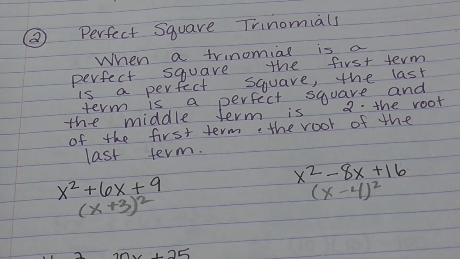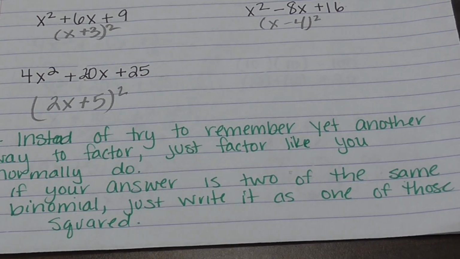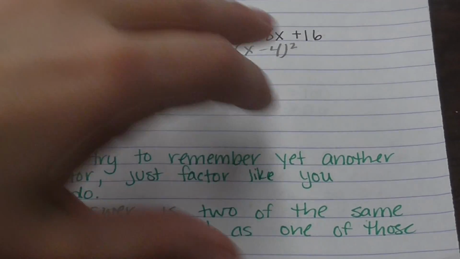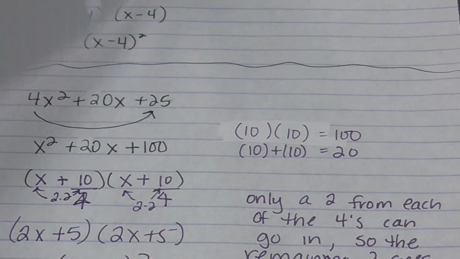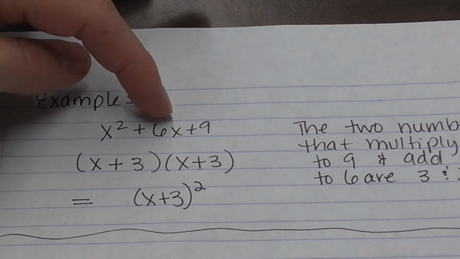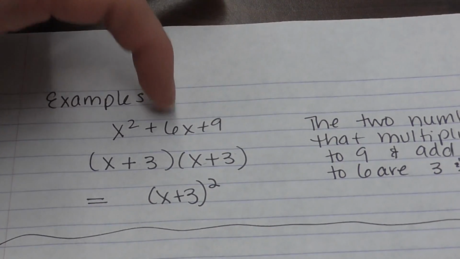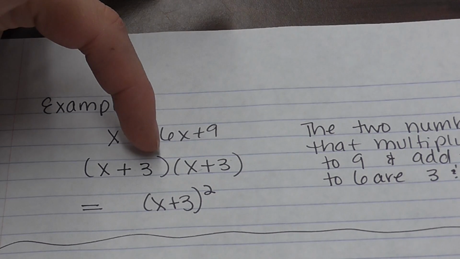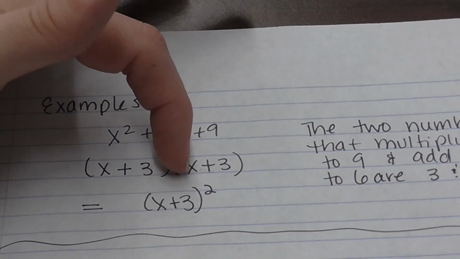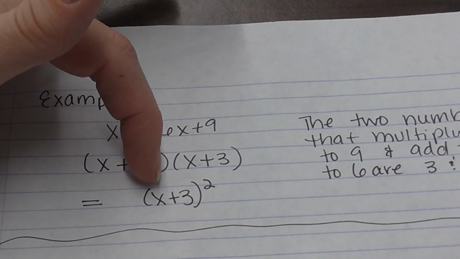Now, instead of trying to remember another method, I'm perfectly fine with you looking at these problems and saying, I just want to ask myself what two numbers multiply to give me 16 but would add up to give me negative 8. So instead of having to figure out another thing to remember. So if we go back to the examples, we have here x squared plus 6x plus 9. The two numbers that multiply to give me 9, that add to give me 6, are positive 3 and positive 3. So once we get to this part, if you find yourself writing the exact same thing twice, you just write it as x plus 3 squared.